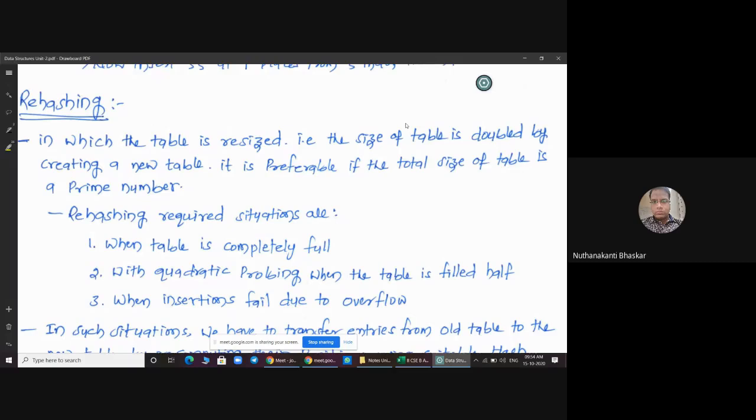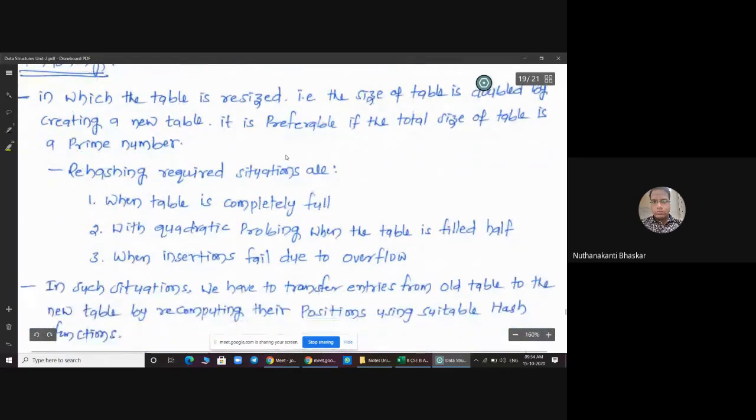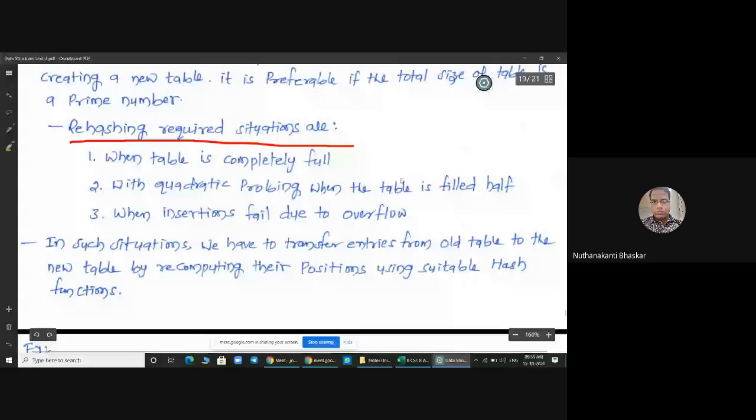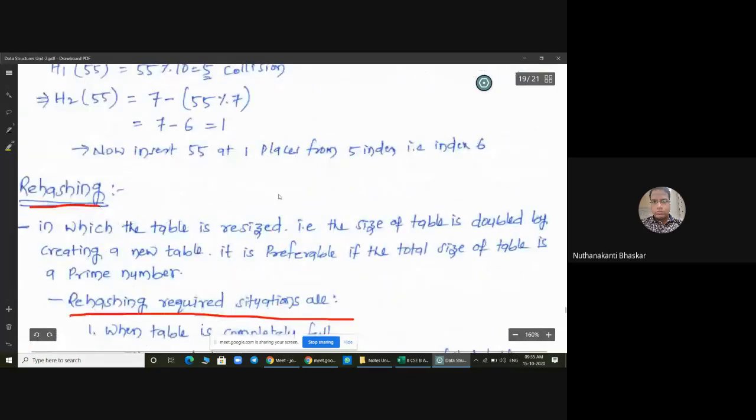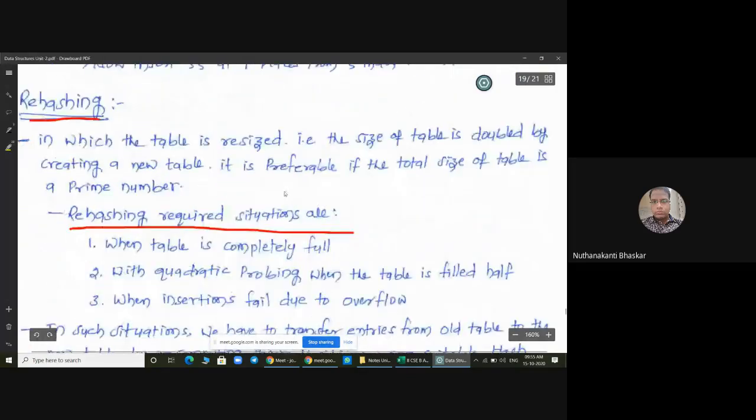Here at the time of rehashing, what are the things we have to do? Before implementation of rehashing, we have to remember the following three important points. The first one is, when the table is completely full, rehashing is required. These are the situations when we can apply this rehashing mechanism. That is, when the table is completely full.